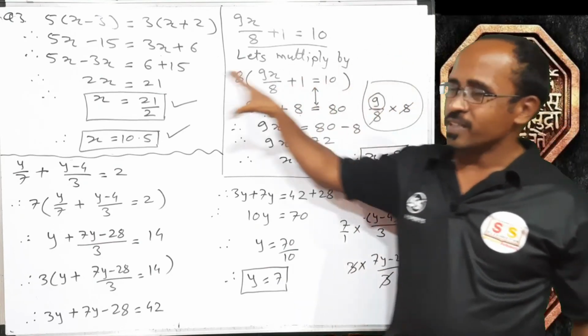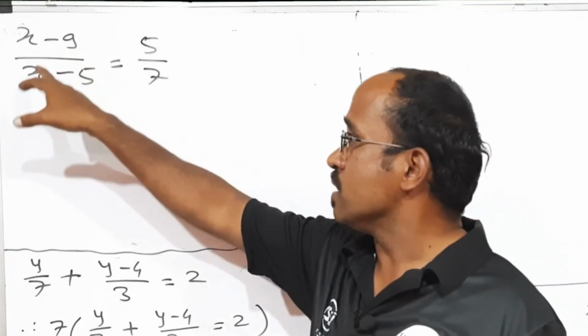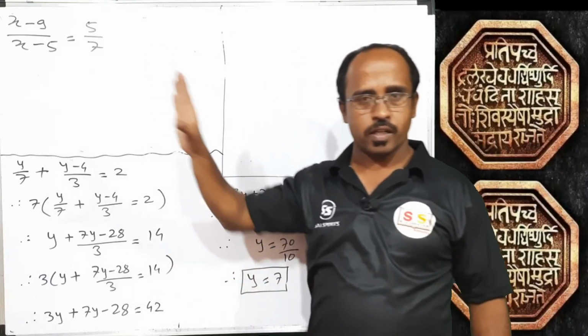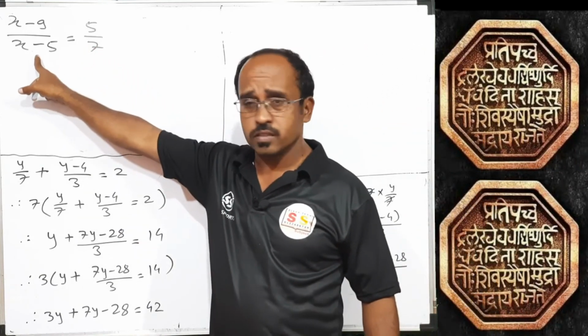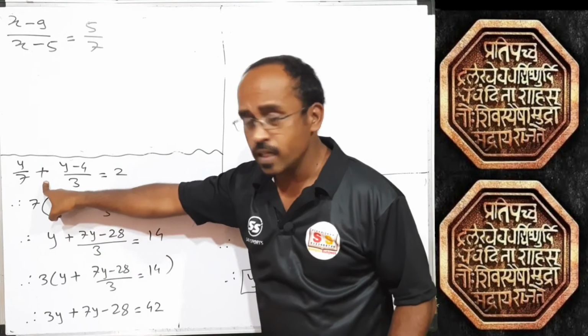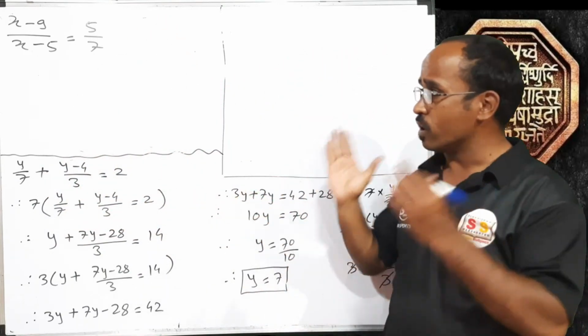I am going to rub this upper part. The last question is x minus 9 upon x minus 5 is equal to 5 upon 7. It's one of its own kind. There is no addition or subtraction on the left hand side like this, right? On the right hand side also there is no addition or subtraction. So what is this?